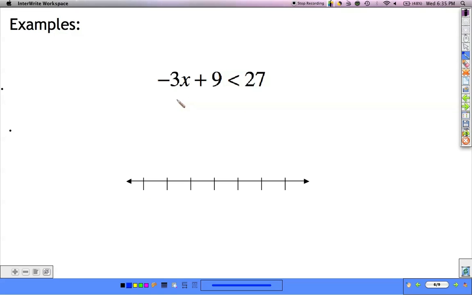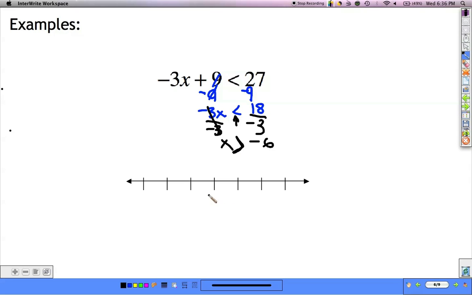Okay. To solve this inequality, the first thing I want to do is subtract 9 from both sides. And what I have is negative 3x is less than 18. And finally, I need to divide both sides by negative 3. But remember, dividing by a negative does something. So we have x, 18 divided by negative 3 is going to give me negative 6. Dividing by a negative should switch this symbol around. So now I have, instead of x is less than negative 6, I have x is greater than negative 6.